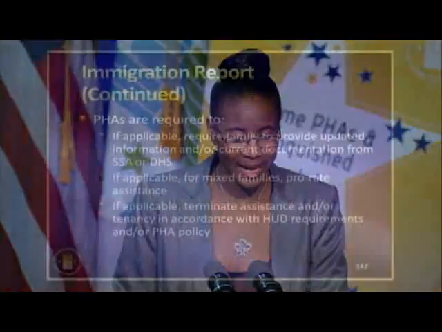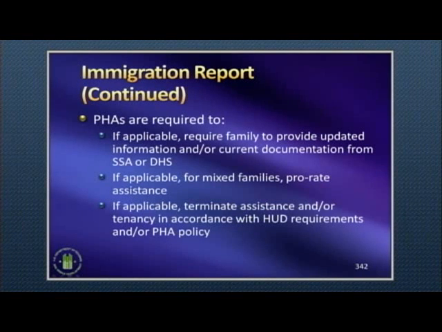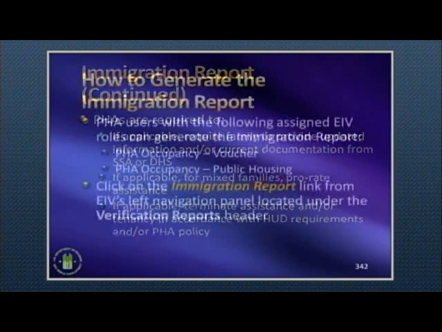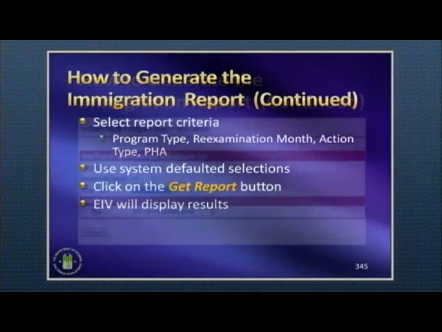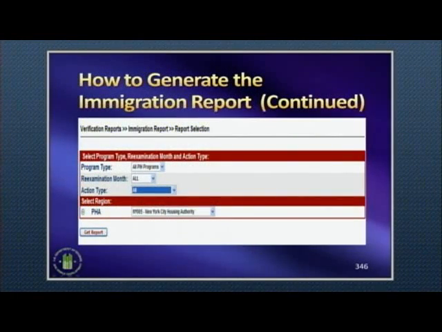Okay, and so we talked about what you're required to do, following the guidance. How you access this report is the same way as all the other reports. If you're an occupancy user for the voucher or public housing program, you would simply click on the immigration report link on the left-hand side, and click on Get Report. See how easy this is?